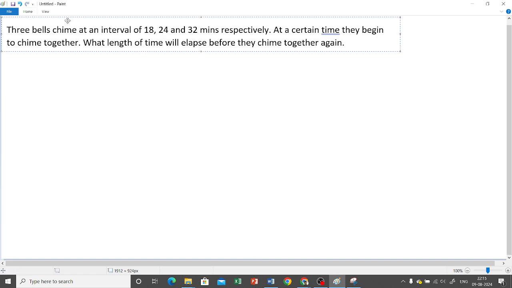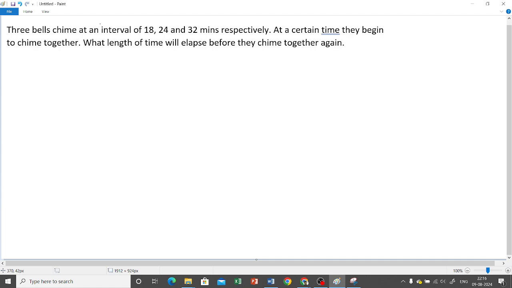This one is very easy. This is a type of sum, you can just remember. Very easy sum. Three bells chime at an interval of 18, 24 and 32 minutes respectively. At a certain time they begin to chime together. What length of time will elapse before they chime together again?